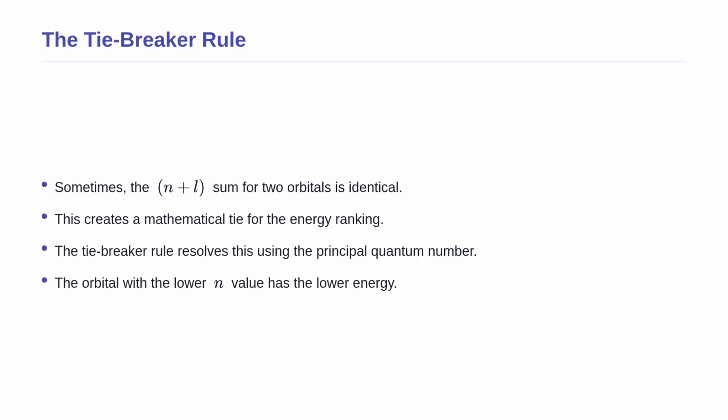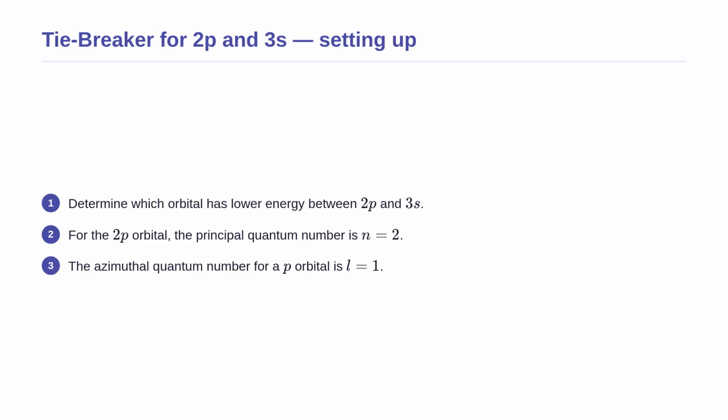The rule states that when two orbitals have the same n plus L value, the orbital with the lower principal quantum number, n, has the lower energy. Let us look at an example to see exactly how the atom decides. Let us determine which orbital has the lower energy between the 2p orbital and the 3s orbital.